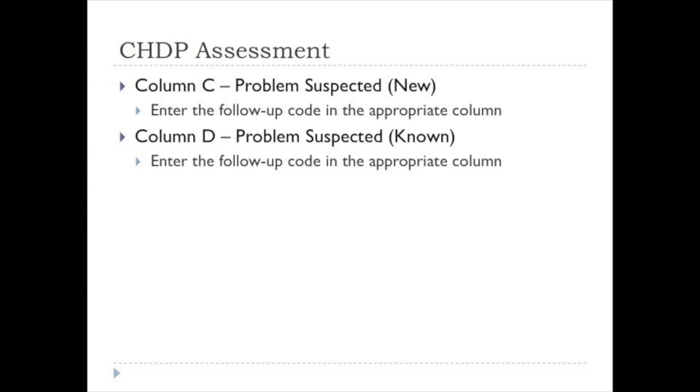Column C is New Problem Suspected, and Column D is Known Problem Suspected. For both columns, you will use follow-up codes listed on the PM160 above the referral boxes. Make sure to write in an explanation in the Comments Problem section. An explanation is required for any marks in columns C or D. Be as descriptive as possible in your explanation.